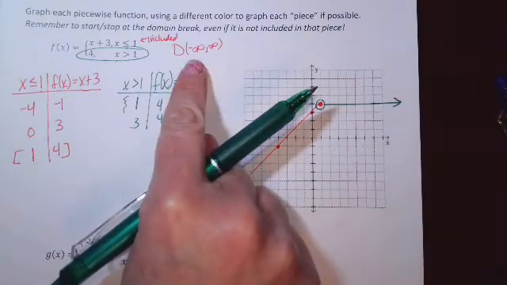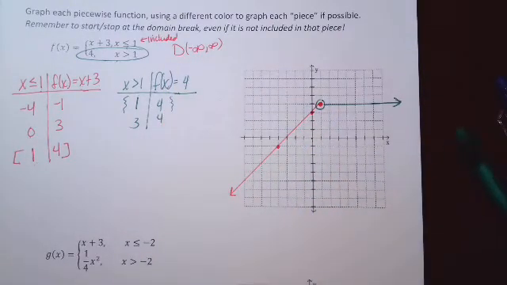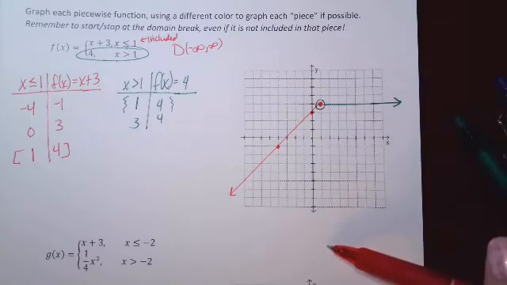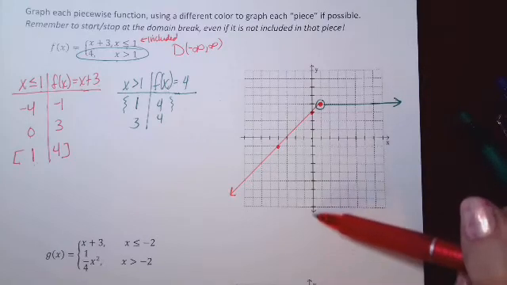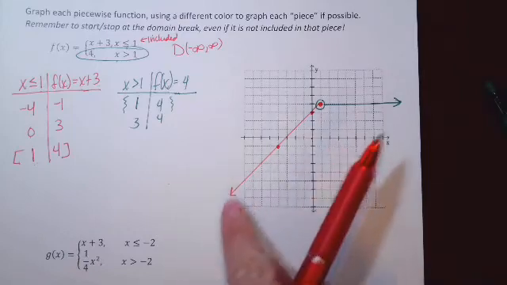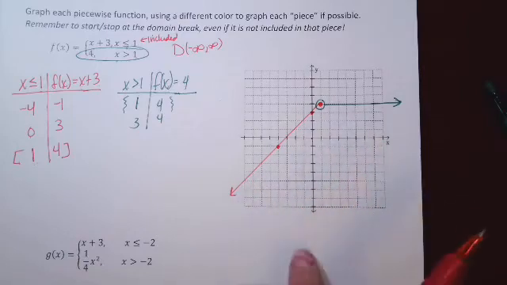Now, we already did domain. Domain is all real numbers. What about range? Well, as I read my range from negative infinity on the y-axis going up, this is always going to exist all the way down to negative infinity.